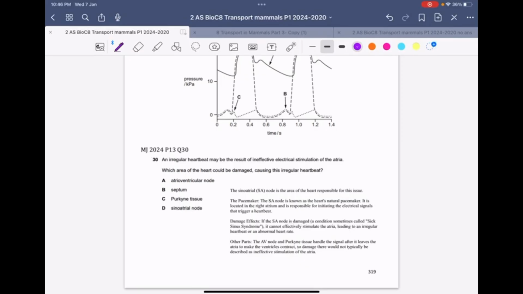Each area of the heart could be damaged, causing irregular heartbeat. The answer is D, sinoatrial node. Because the sinoatrial node is known as the heart's natural pacemaker, it is located in the right atrium and responsible for initiating the electrical signals that trigger the heartbeats. So if there's damage in the SA node, it is unable to effectively stimulate the atria, leading to irregular heartbeats or an abnormal heart rate.